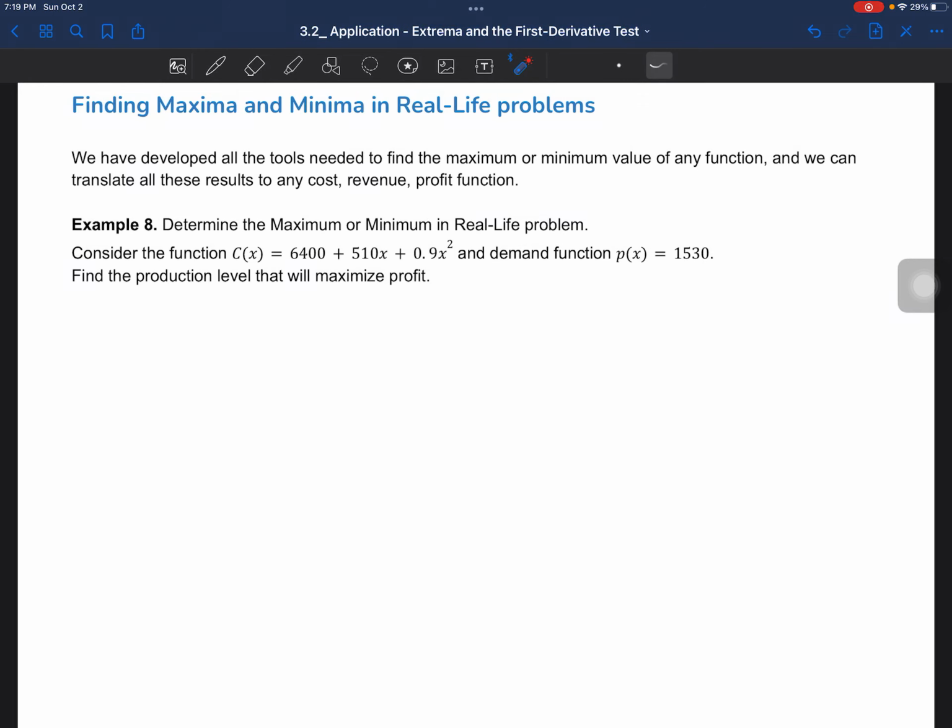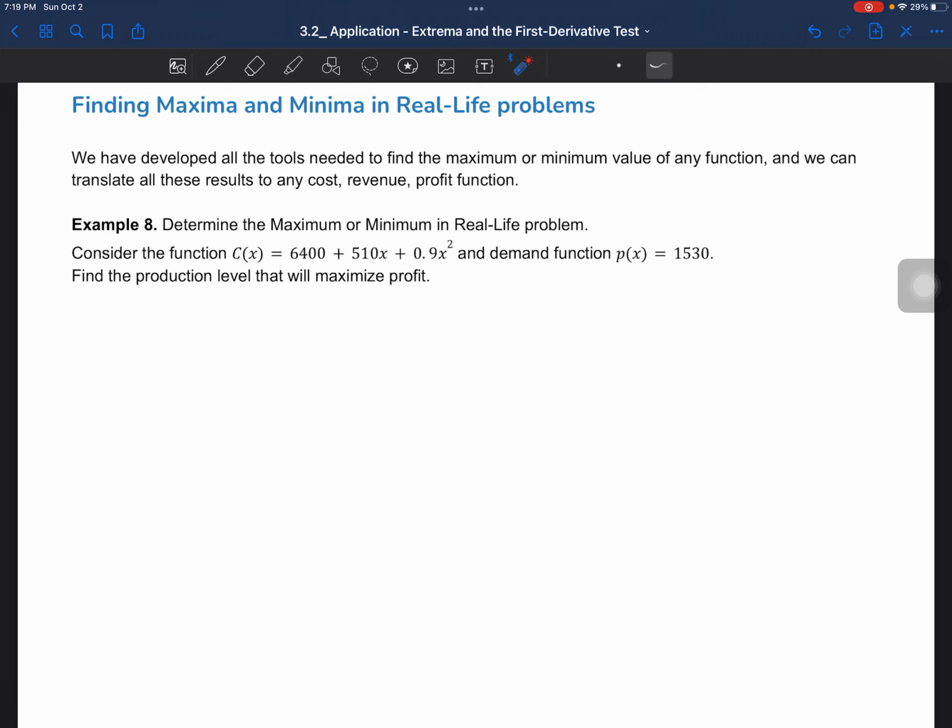So we're gonna try example 8, and in this example we're gonna begin applying the concept of absolute max and absolute min to real life problems. We're gonna use all the tools that we have discussed before to determine the absolute max and absolute min of the problems, depending on what they're asking us.